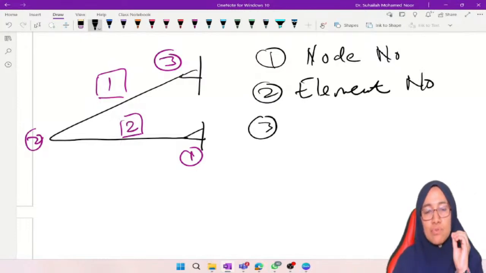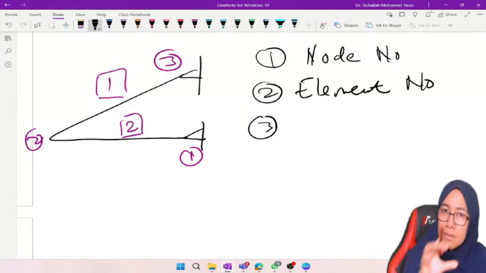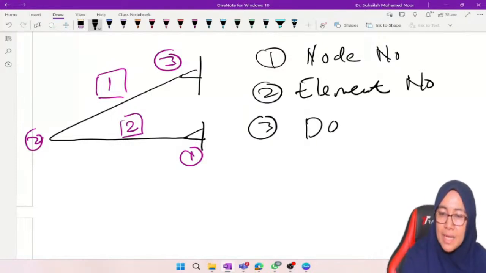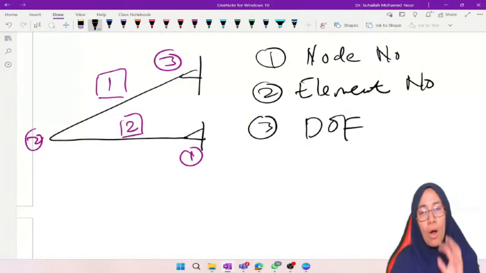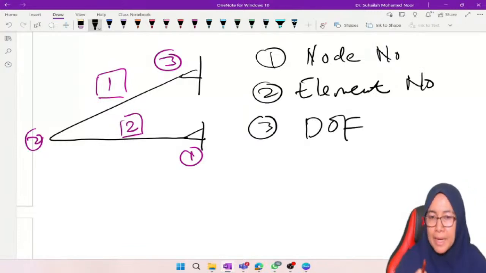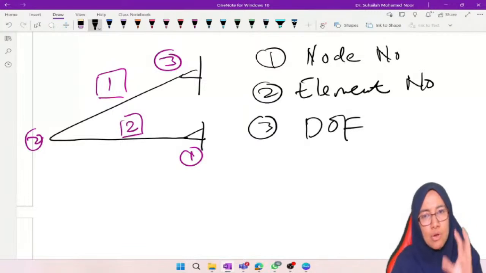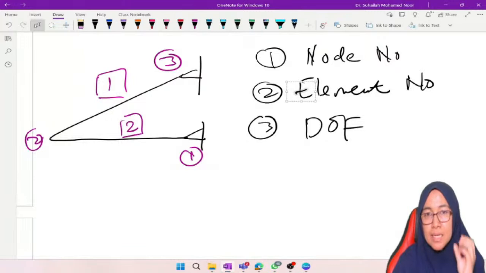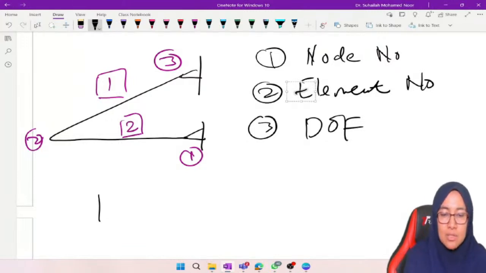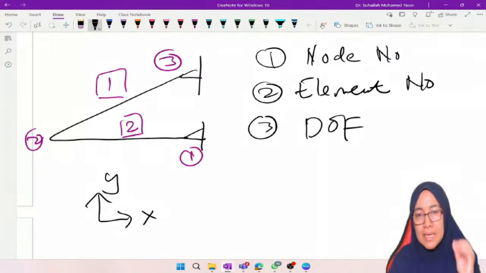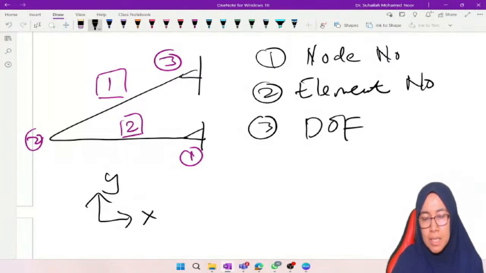We have to label degree of freedom in the diagram, also in number, and look at the node number. Remember, this is a truss. A truss has 2 degrees of freedom in X and Y components. This direction is compulsory. This X, Y will be put at each node.